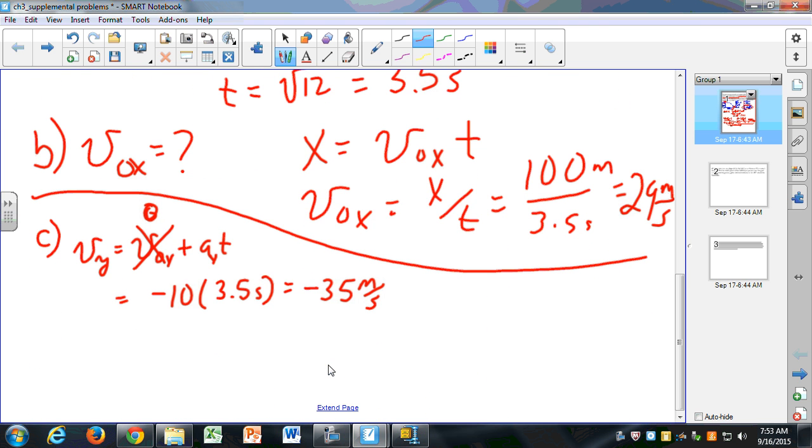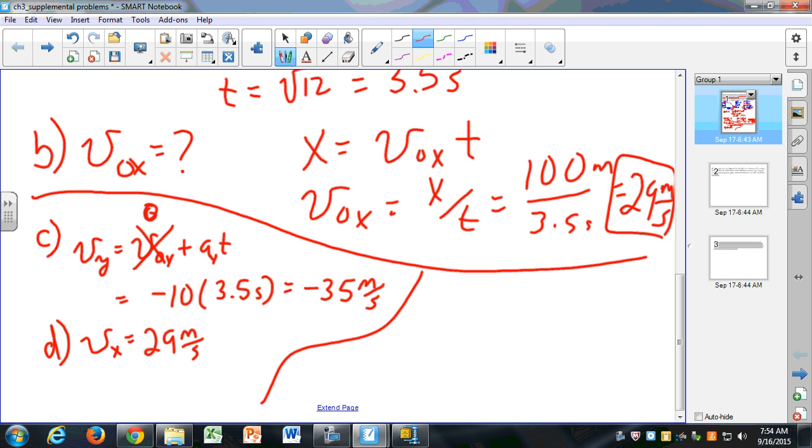So here my vx, because ax is equal to 0, is just equal to 29 meters per second. It's the same as what we found up here. And then finally, part E asks, what is the velocity of the ball just before it hits the ground? I have these two vectors. One is 29 meters per second. One is negative 35 meters per second. I just want to know what is this resultant vector.